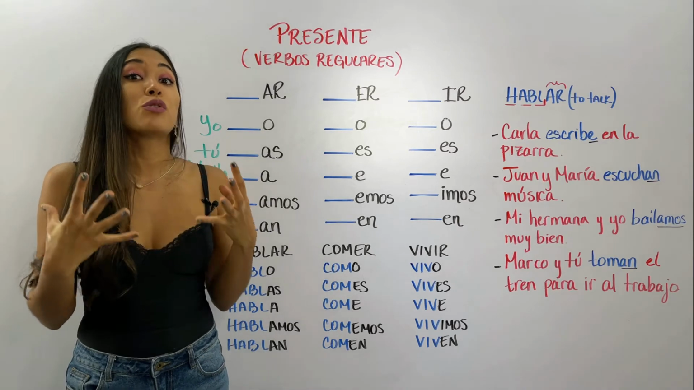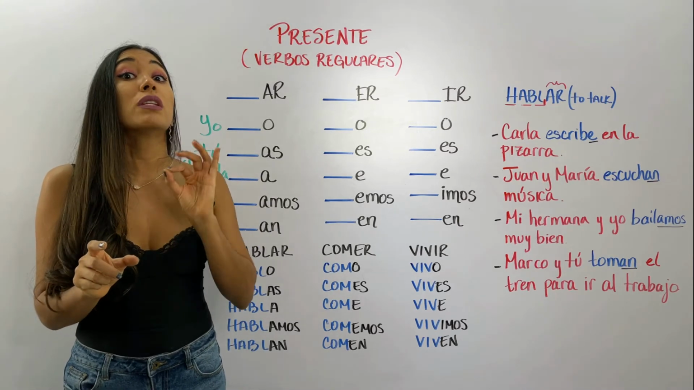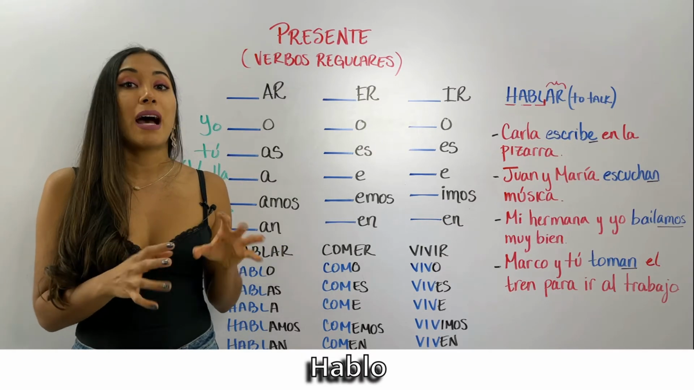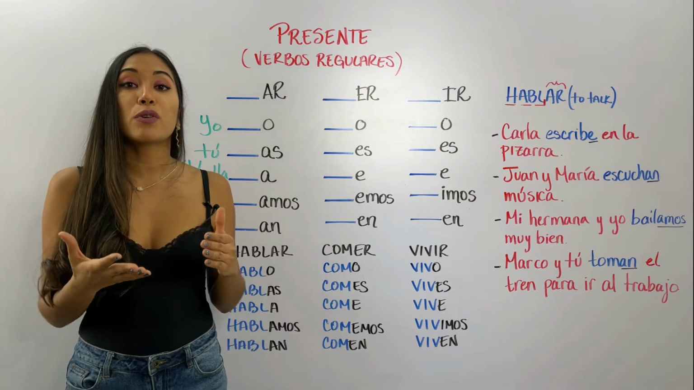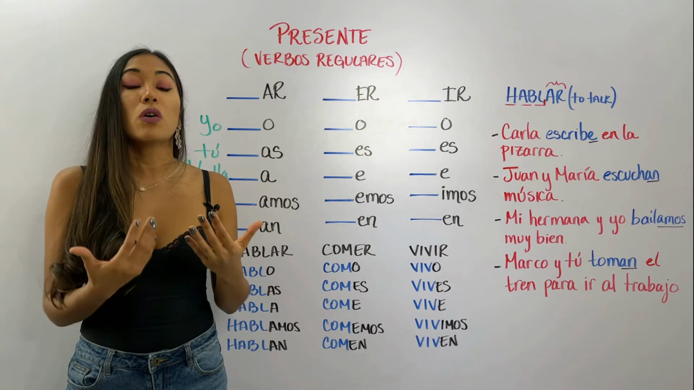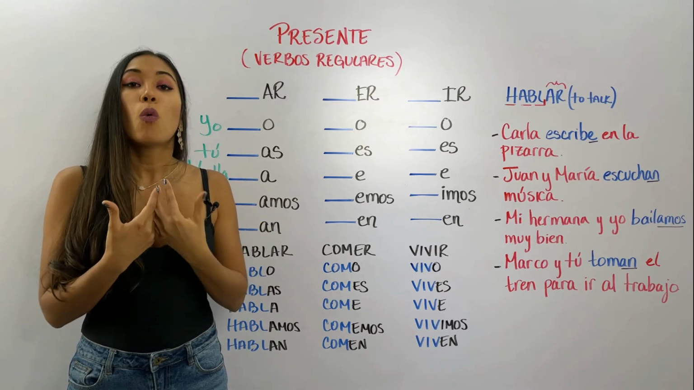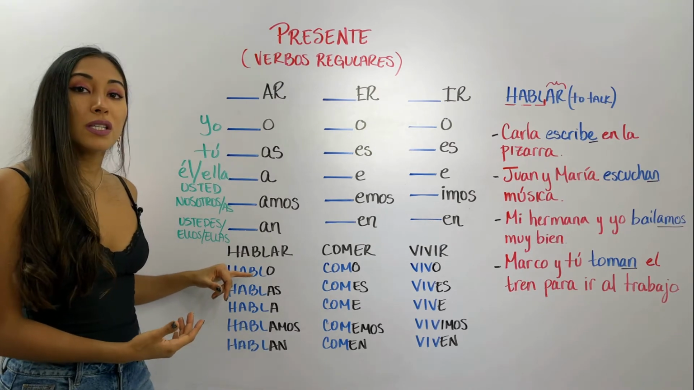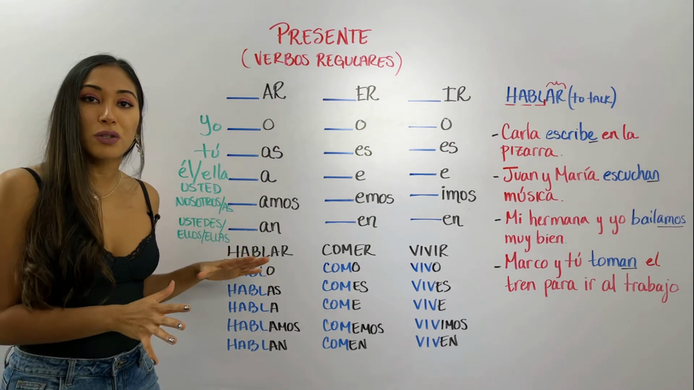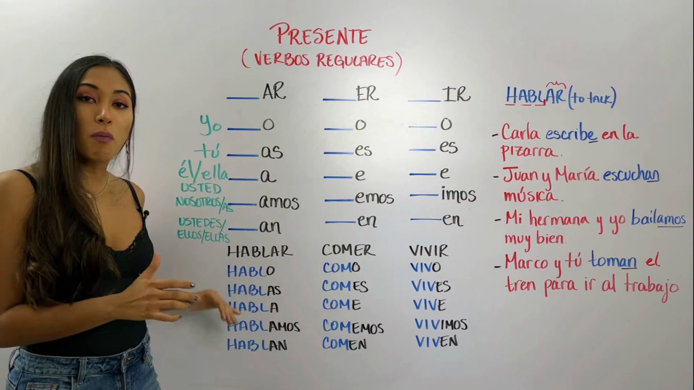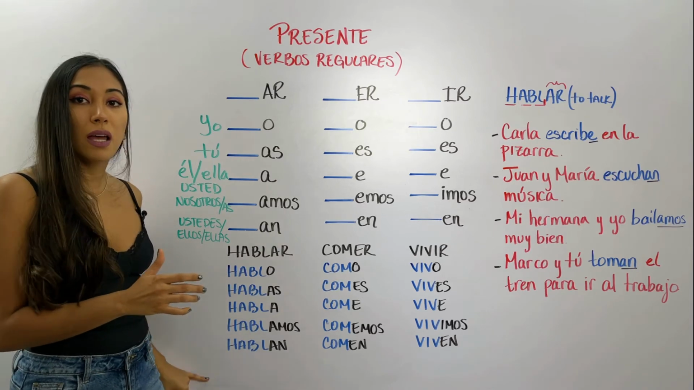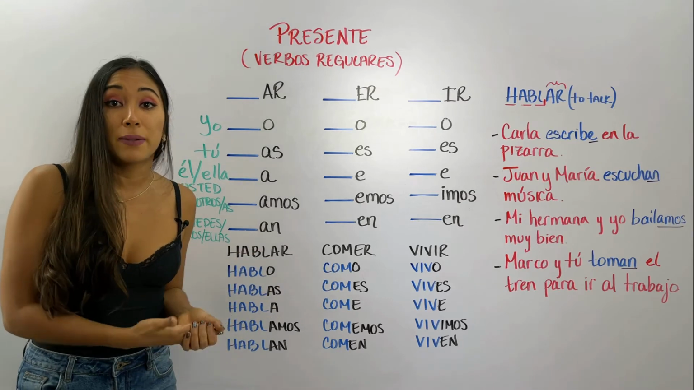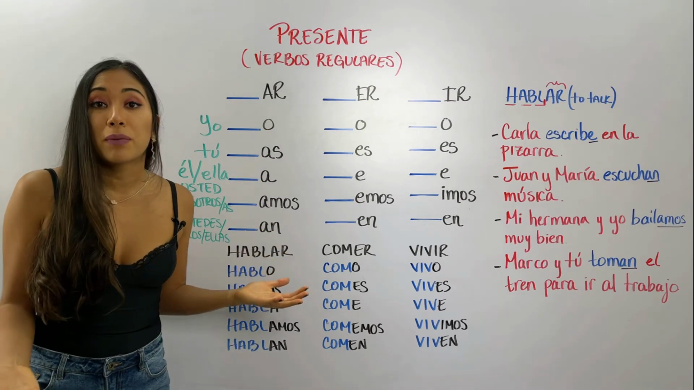Listen to me, we don't need to say yo hablo. We just can say hablo. And the person that is listening will know I'm talking about myself, right? Why? If you look at the conjugations, hablo is a single conjugation for yo. There's no other subject that has the same conjugation. So we don't need to clarify that. So I just can say hablo, right?